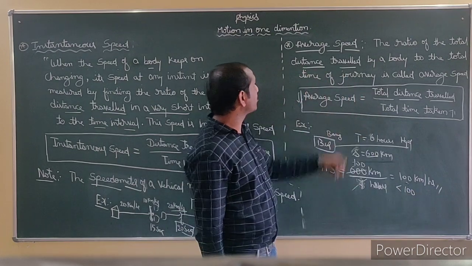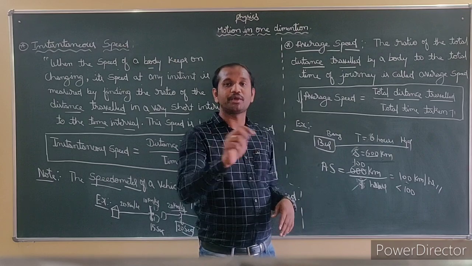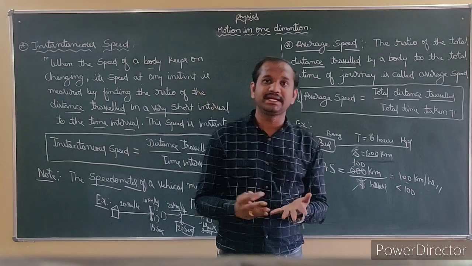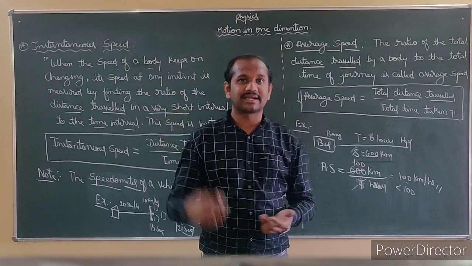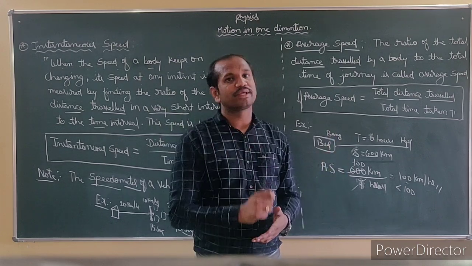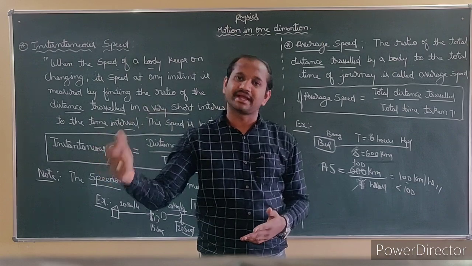Understood? This is what you mean by average speed. Hope you have understood the concept of speed: its SI units, that it is a scalar quantity, and the types: uniform, variable, instantaneous and average speed. With that knowledge, next let us move to velocity.